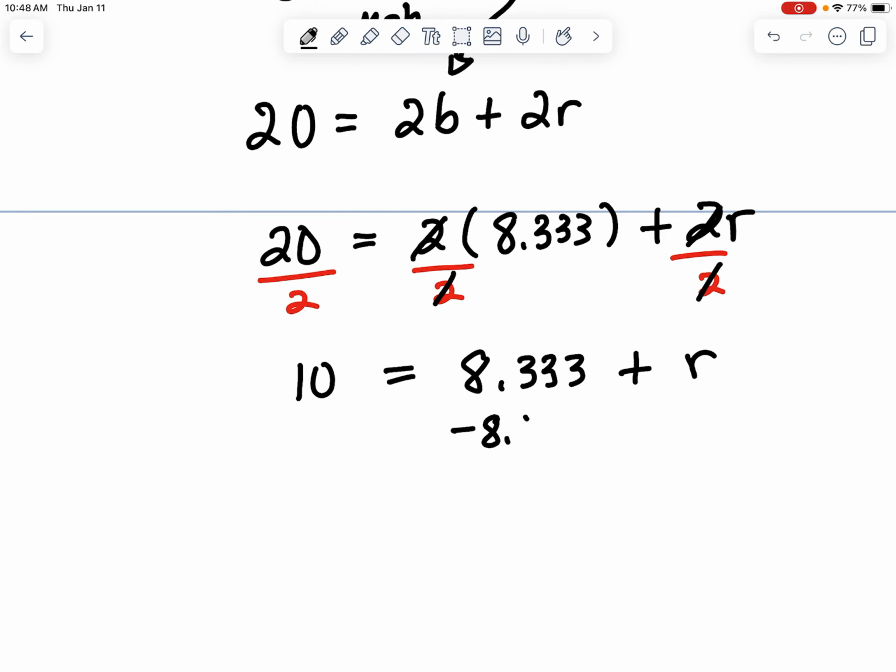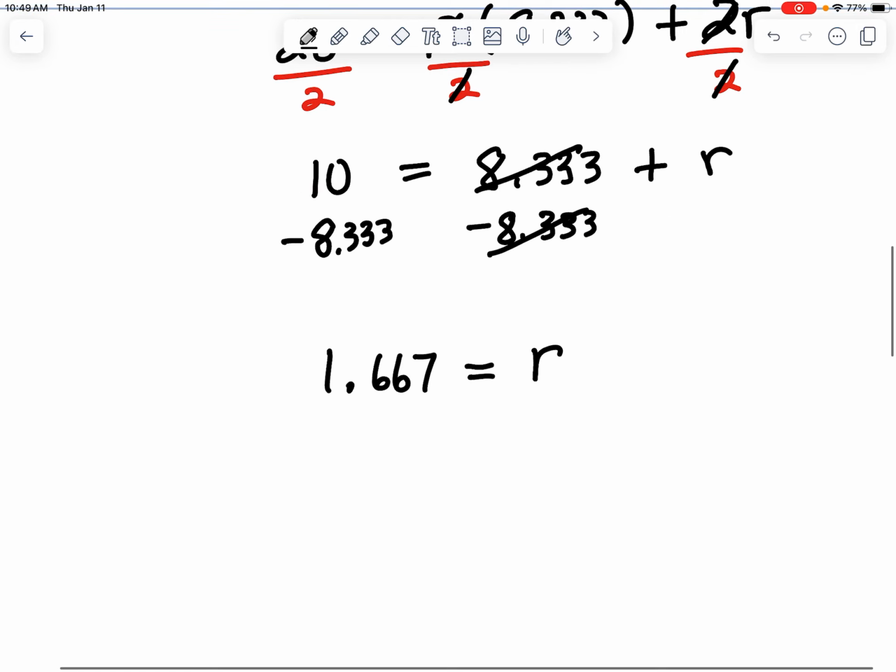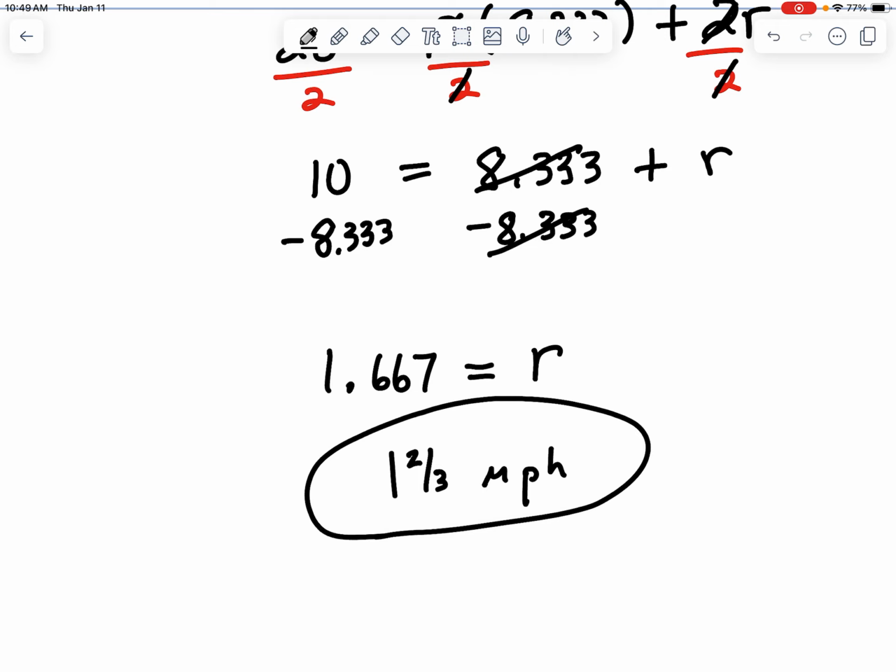And one last step is subtract the 8.333. I'm sure the 3's go on forever. So anyway, when you subtract, that's going to be 10 minus 8.333, and that is 1 2/3, or 1.667. So if you want to look fancy, you could write that as a fraction, 1 2/3 miles per hour. So that's how fast the current is going.